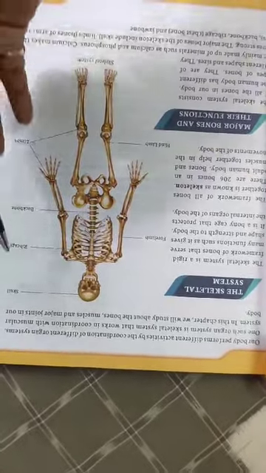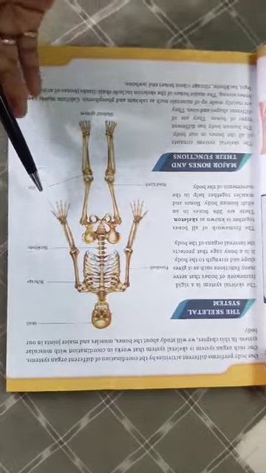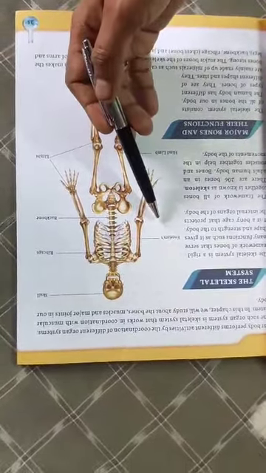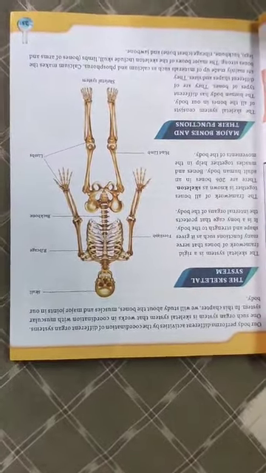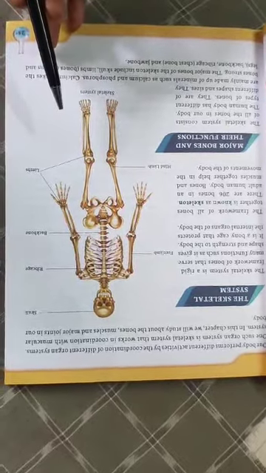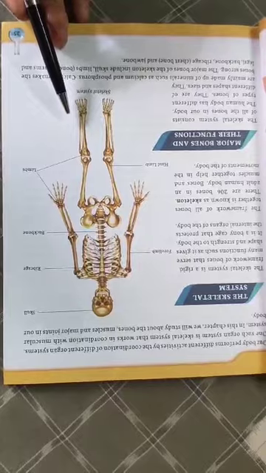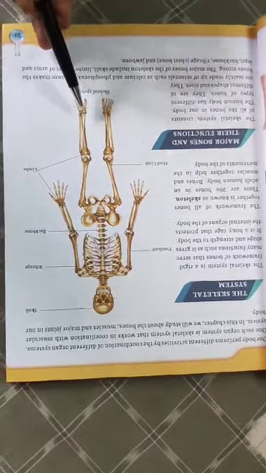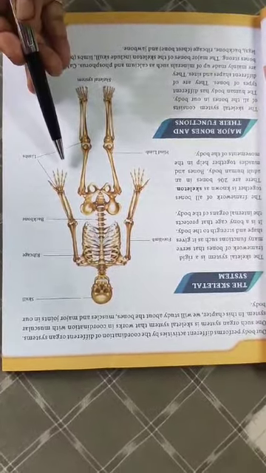Here is the skeletal system: skull, then rib cage, backbone, limbs, this side hind limb and forelimb. The skeletal system is a rigid framework of bones that serve many functions. It gives shape and strength to the body. It is a bony cage that protects the internal organs of the body.